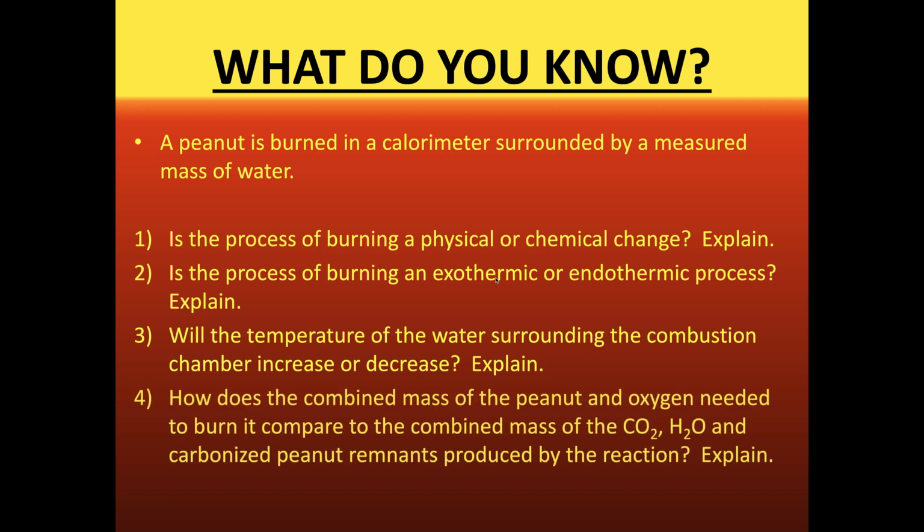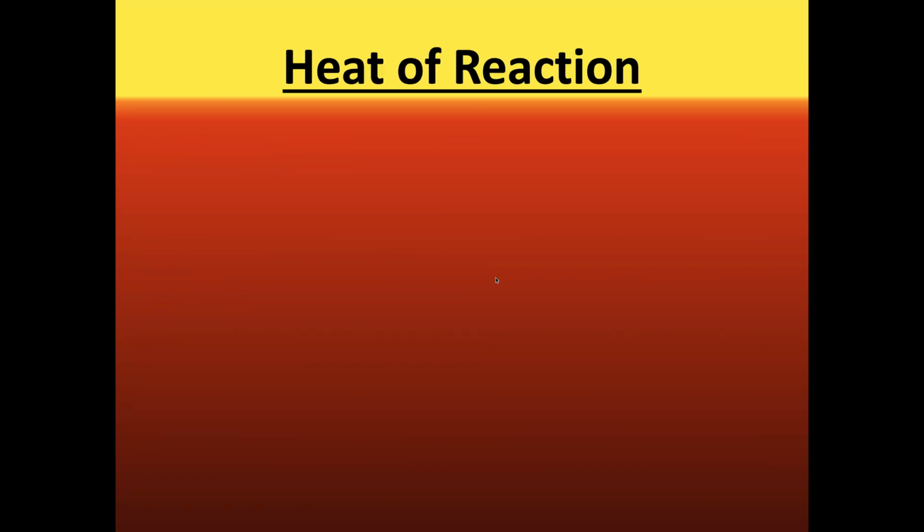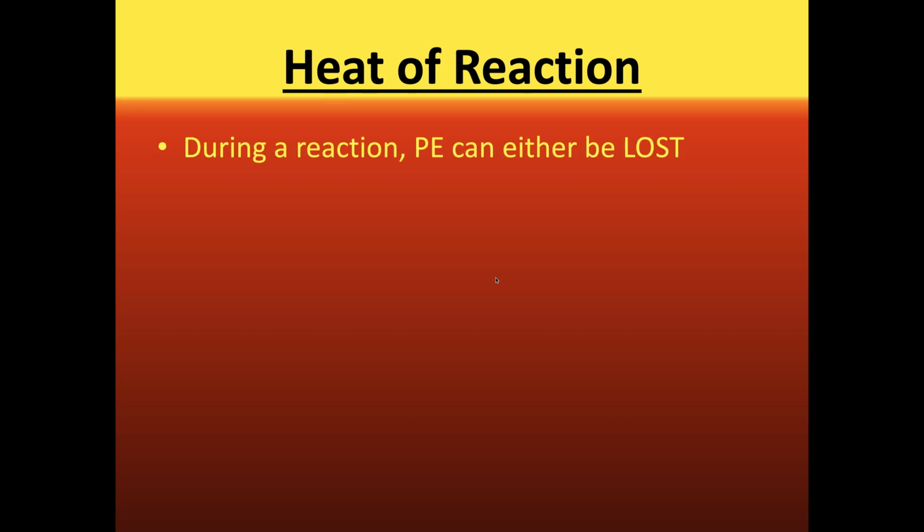And number four, how does the combined mass of the peanut and oxygen needed to burn it compare with the combined mass of the carbon dioxide, water vapor, and carbonized peanut remnants produced by the reaction? Well, of course, the law of conservation of mass says that you cannot create or destroy mass. So the mass of the reacting substances must always equal the mass of the products that you form. Okay, with that in mind, let's look at heat of reaction.